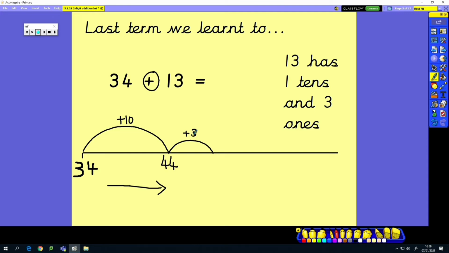We've done this with our number facts that you saw in a video yesterday. So you can just look at the ones and think, okay, 4 add 3 equals 7. So I've now gone to 47. So it's 34 add 13 equals 47.